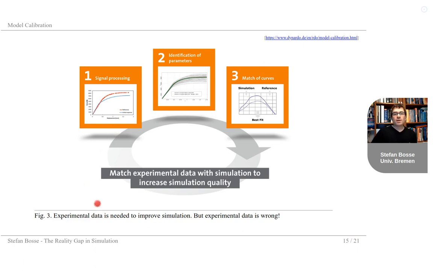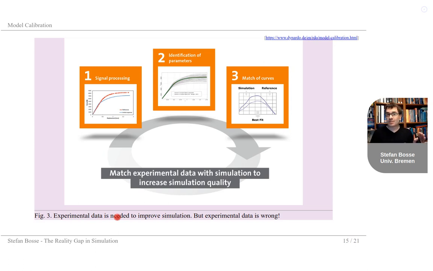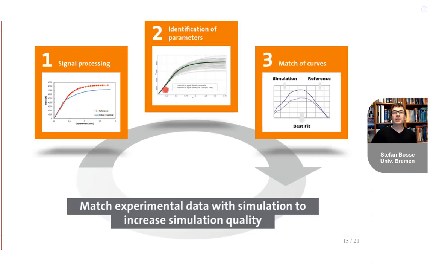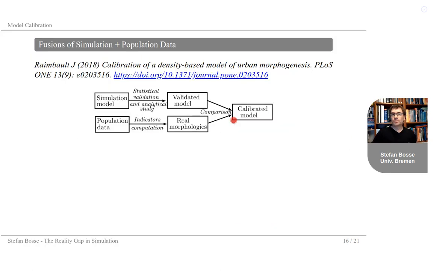So experimental data is needed to improve simulation. But experimental data is wrong, and so the simulation is wrong too. It's just illustrated here: match experimental data with simulation to increase simulation quality. So we want to calibrate the outcome of the simulation with real-world data. But this is a difficult issue.